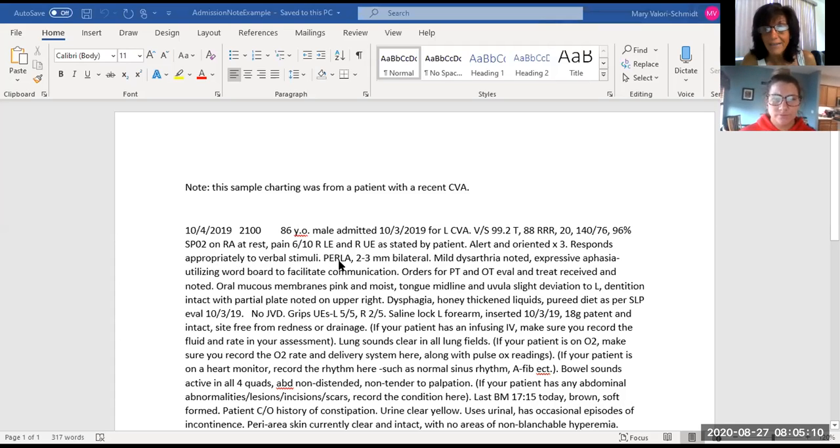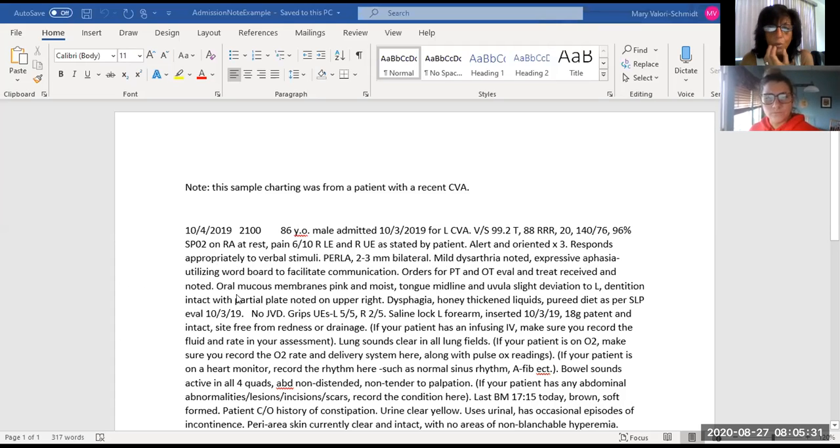Pupils are equal and reactive to light and accommodation, and I'll explain that. 2 to 3 millimeters bilaterally. Mild dysarthria noted, which means he's having a little trouble talking, right? He's got expressive aphasia, and we're utilizing a word board to facilitate communication. We have orders for PT and OT, eval and treat, and they're received and noted.